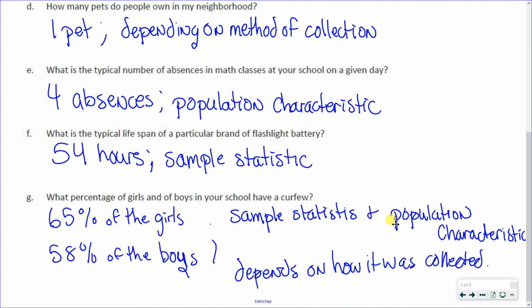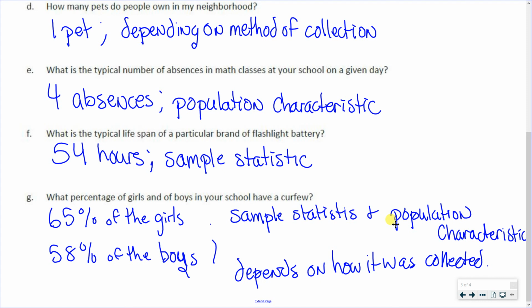Okay? So you just got to ask yourself some key questions, all right? Am I using this to represent the whole school? If it is, then it's a sample. Am I asking the whole school to give me an answer? If you are, then it's a population. All right? Ask yourself who exactly you're asking and how the results would be used. That should help you determine whether it's a sample statistic or a population characteristic.